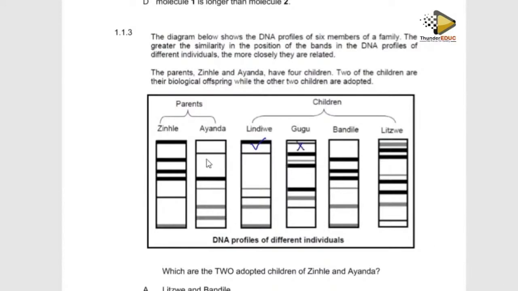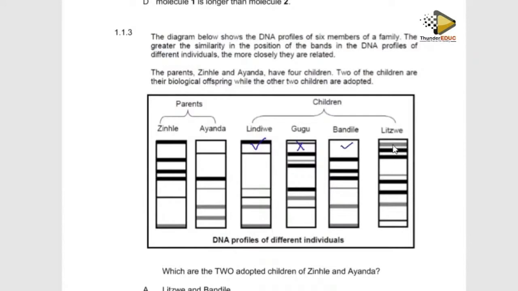Then you go to Bandile. Bandile, nothing, nothing. This one matches from Zintle. Yes, and then this one also matches from Zintle. Again, this one matches from the father, and then this one matches from the father again, and then this one matches from the mother. So it means that Bandile is also a biological child.